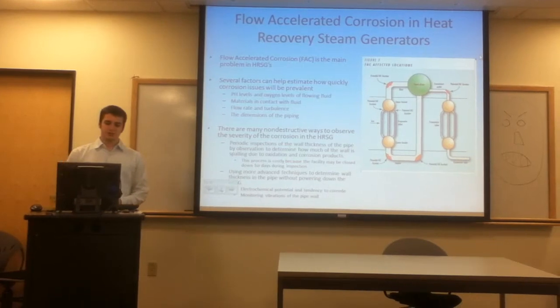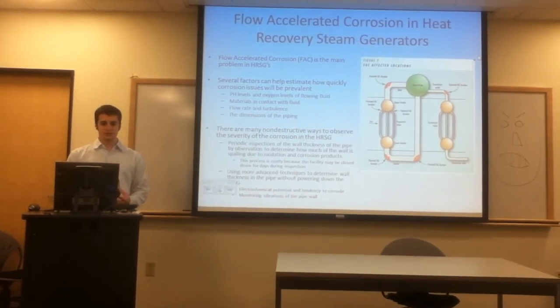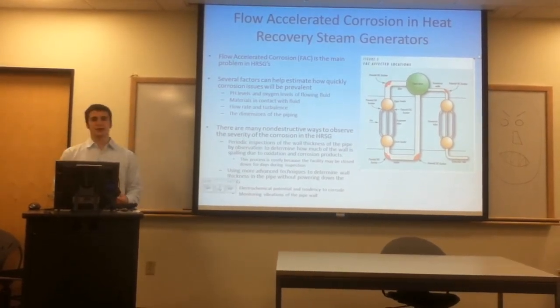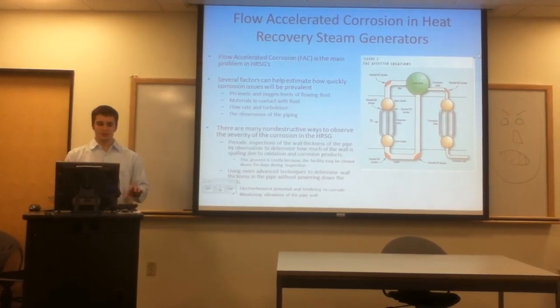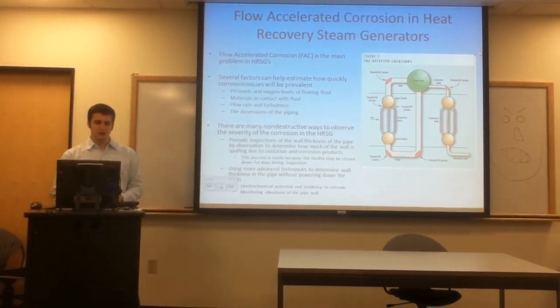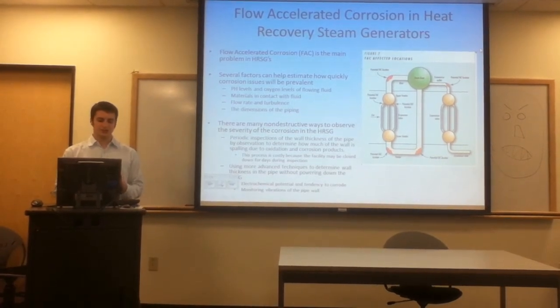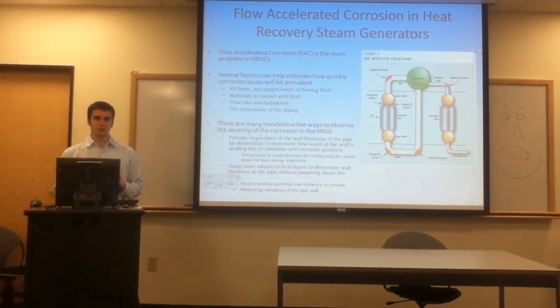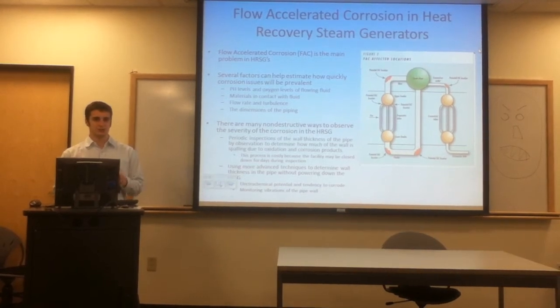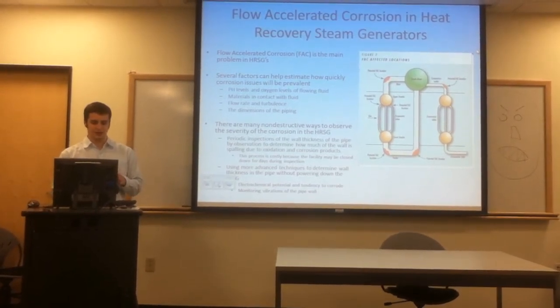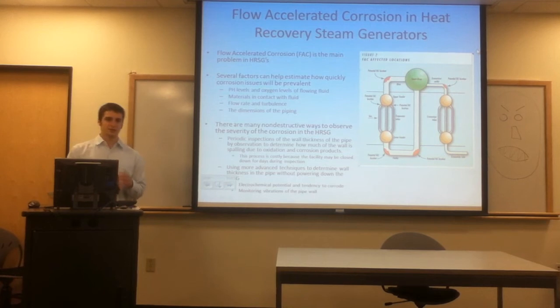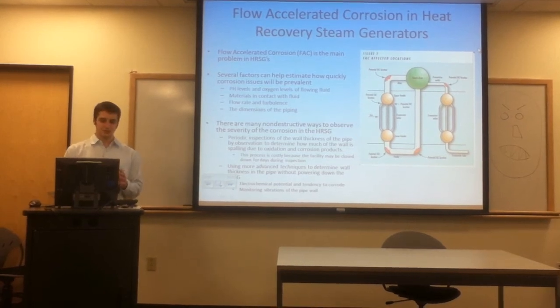Flow accelerated corrosion is probably the main problem in the heat recovery steam generator. It's caused by fast moving fluids through the pipes. You can estimate it by several factors. Basically, if you moderate the pH levels and the oxygen levels flowing through the fluid, you'll be able to tell if the solution is going to be more caustic and it's going to go a little bit faster. Also by moderating the materials that are going to be in contact with the fluid.